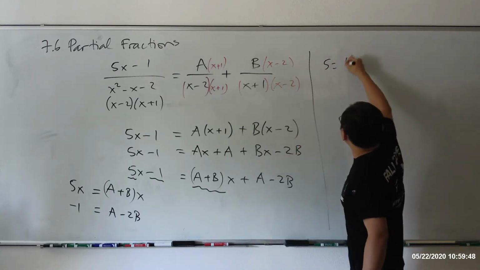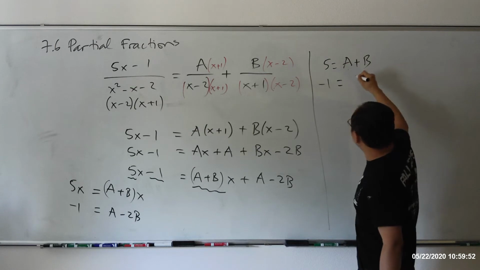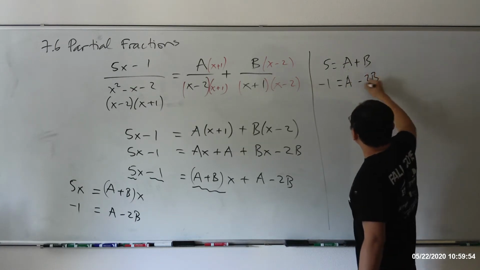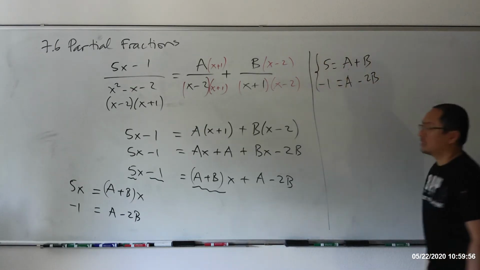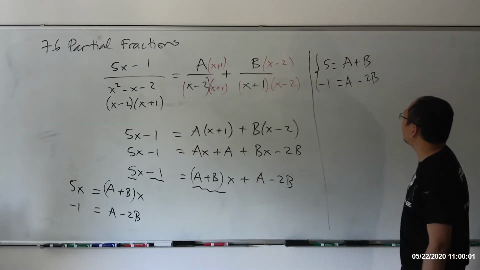5 is going to be equal to a plus b, and negative 1 is going to be the same as a minus 2b. And what do you see here? This is a system of two linear equations with two unknowns.